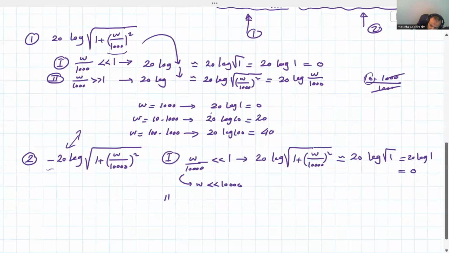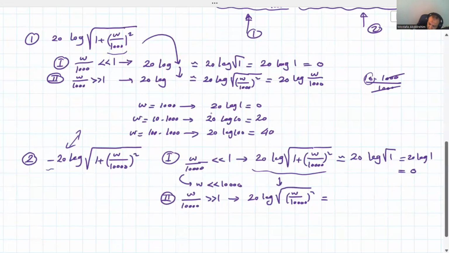Case number 2: when omega is much higher than 10,000, or omega over 10,000 is much higher than 1, in that case the 20 log, this one here, will be approximated by removing the 1. So omega over 10,000 squared under the root gives 20 log omega over 10,000.